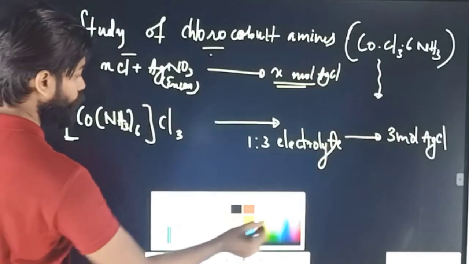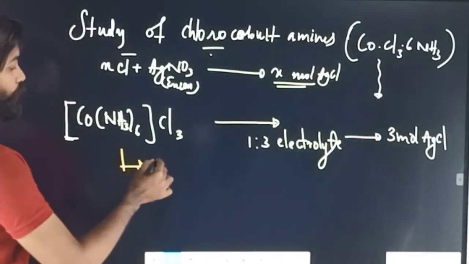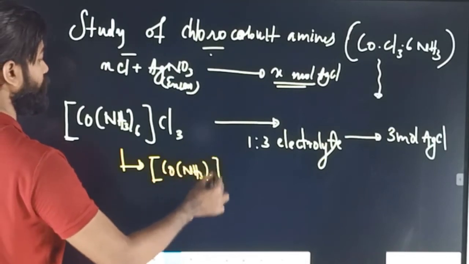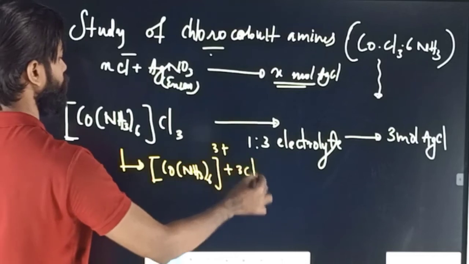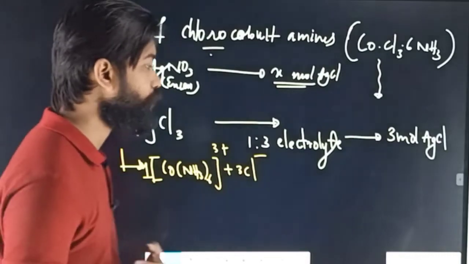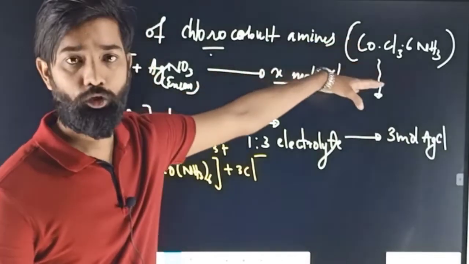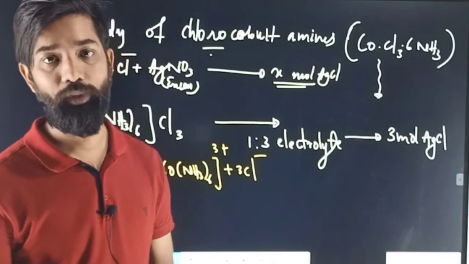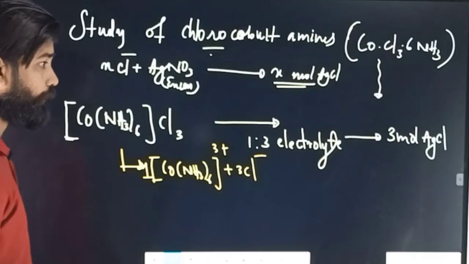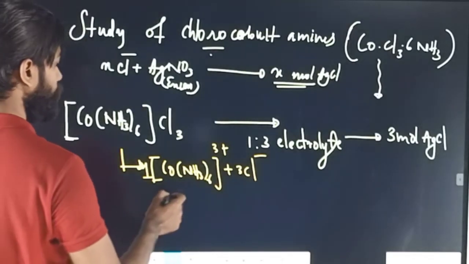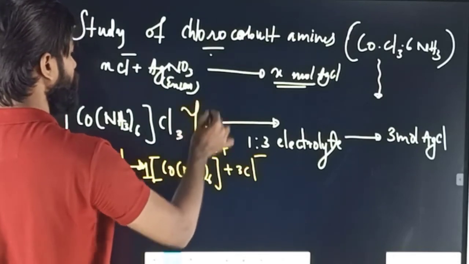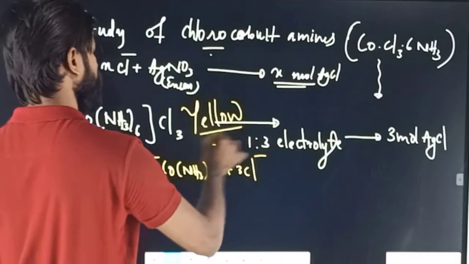Okay, this is a case of a 1:3 electrolyte, because on ionization, what happened? It becomes [Co(NH3)6]3+ plus 3 Cl minus. So this is of the stoichiometry 1:3. So he found that a 1:3 electrolyte can be formed from the chlorocobaltamines, and which can form 3 mole AgCl precipitate when reacted with AgNO3, ready. And he realized that the formula will be like this. And he found that the compound is yellow colored.